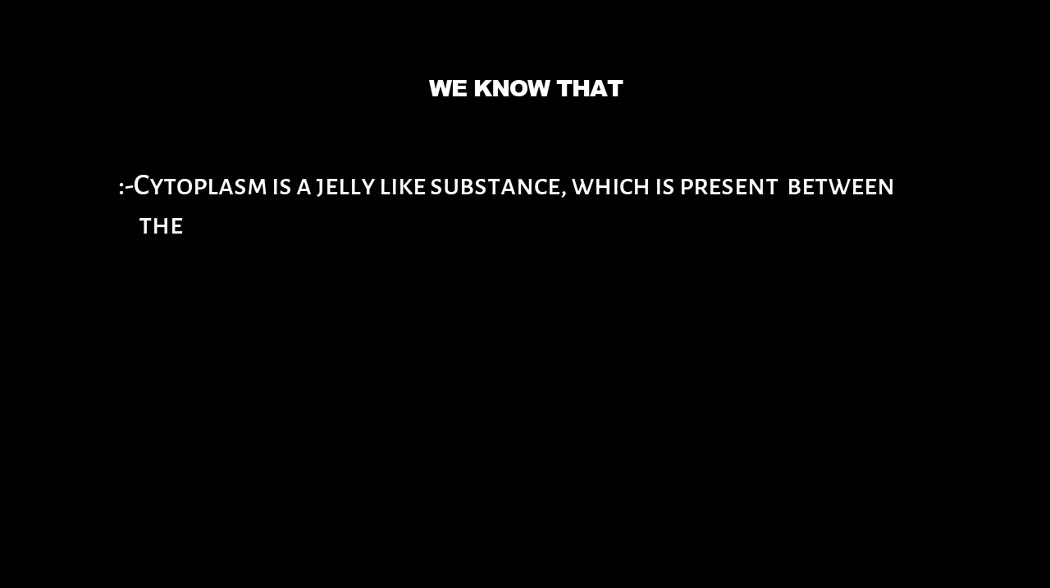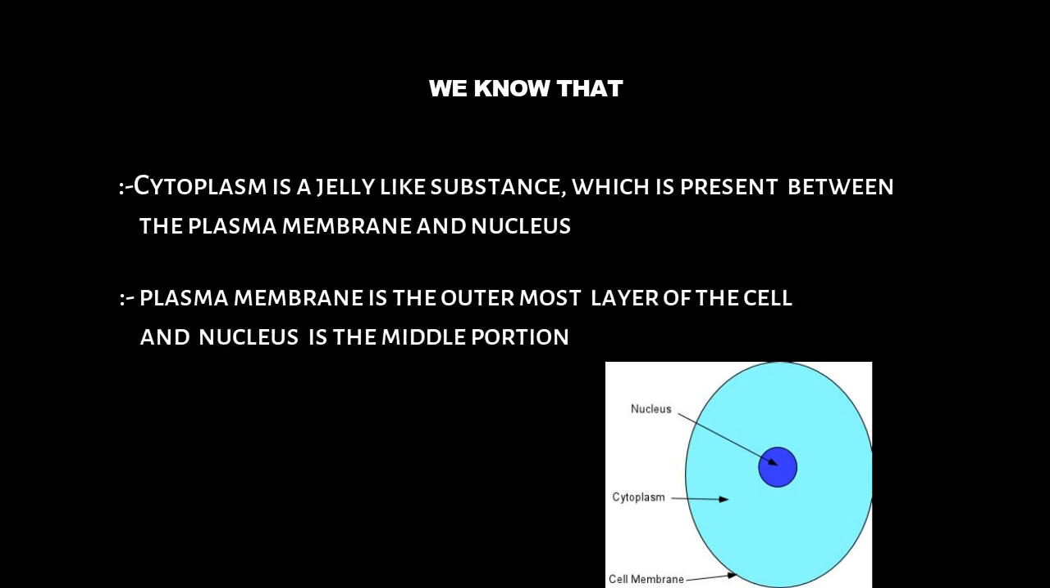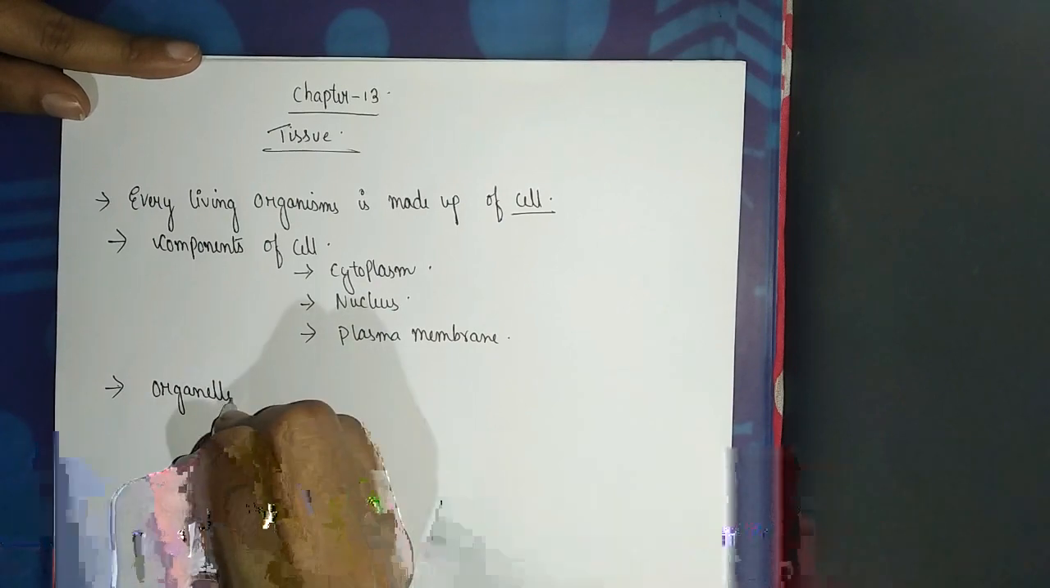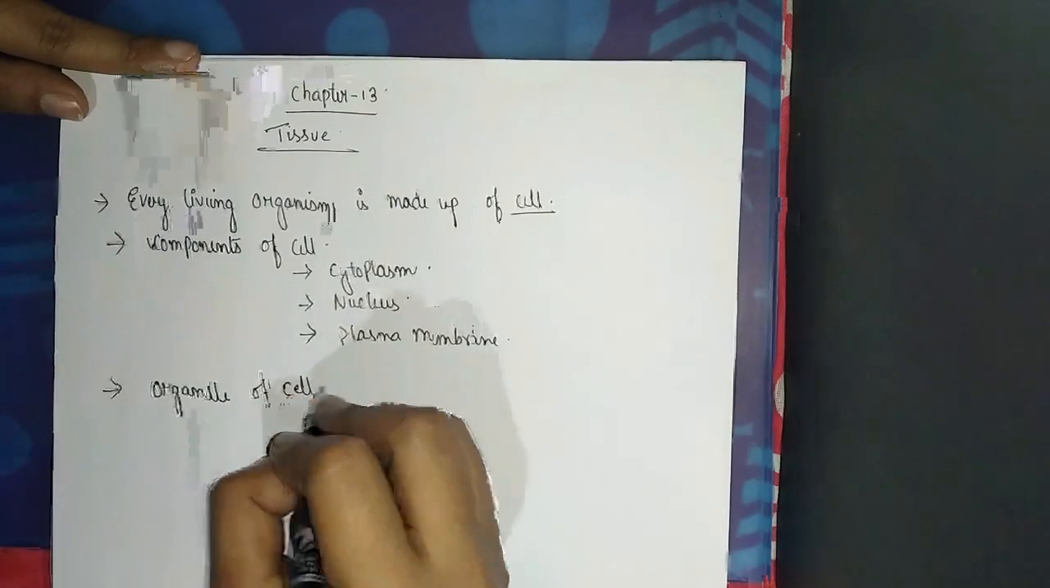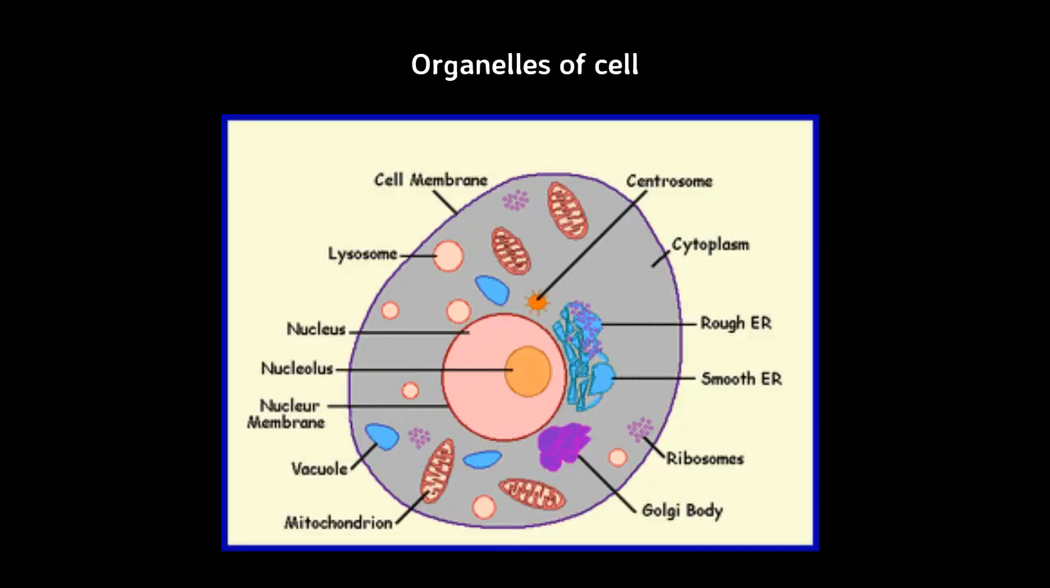We know that cytoplasm is a jelly-like substance which is present between the plasma membrane and the nucleus, and the plasma membrane is the outermost layer of the cell and the nucleus is the middle portion. In the last chapter we have also discussed the organelles of the cell. There are different organelles present in the cytoplasm, like mitochondria, Golgi bodies, etc.